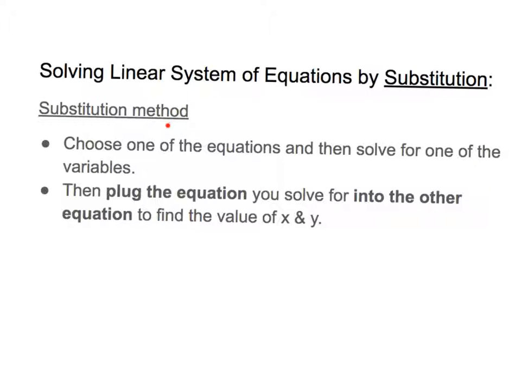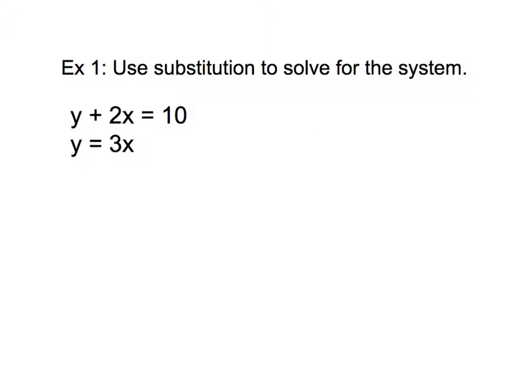The substitution method is where you choose one of the equations and then solve for one of the variables. So when you solve for a variable, you can take what it equals and plug it into the other equation so you can solve that x and y value. So remember, the game is to try to get the x and y by itself, to solve for x and y. Okay, so let's start out with our first example problem here.